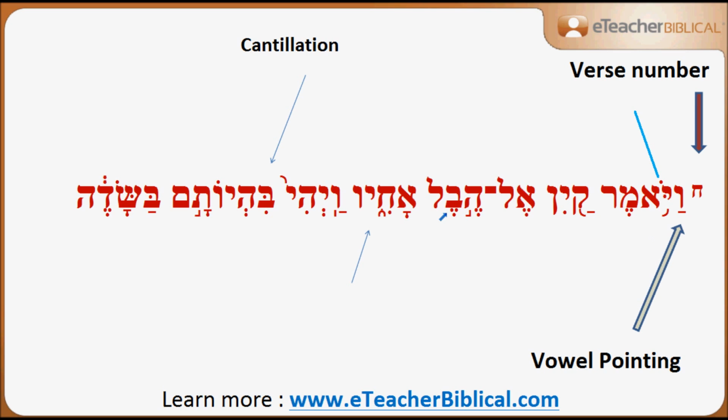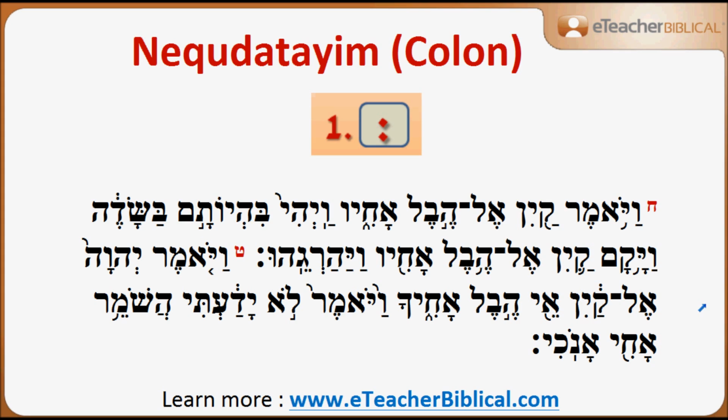Another thing that you would like to notice is these markings. Those are called cantillation. We may have separate discussions about it. If you are interested, please send me your comments. That's a very fascinating topic to talk about. And now let's find our colons in the text.